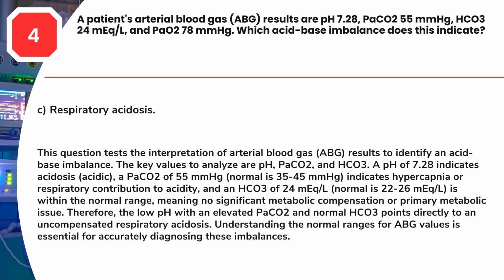meaning no significant metabolic compensation or primary metabolic issue. Therefore, the low pH with an elevated PaCO2 and normal HCO3 points directly to an uncompensated respiratory acidosis. Understanding the normal ranges for ABG values is essential for accurately diagnosing these imbalances.